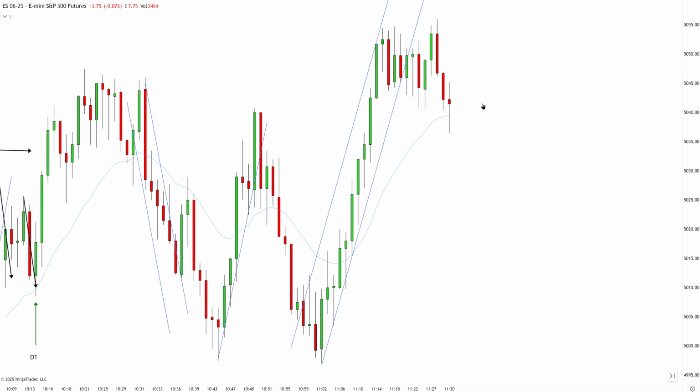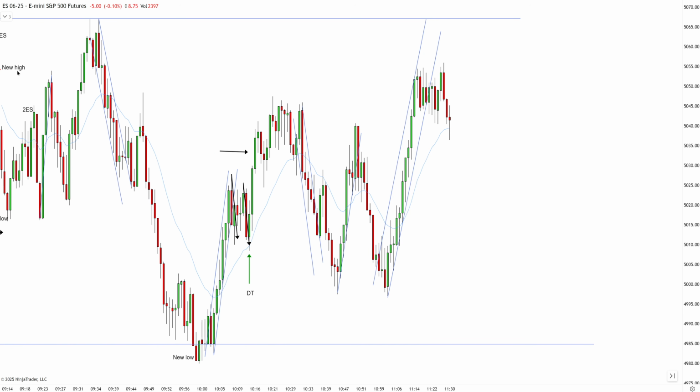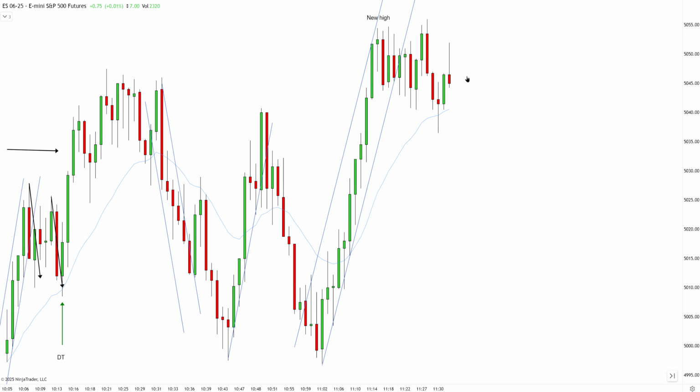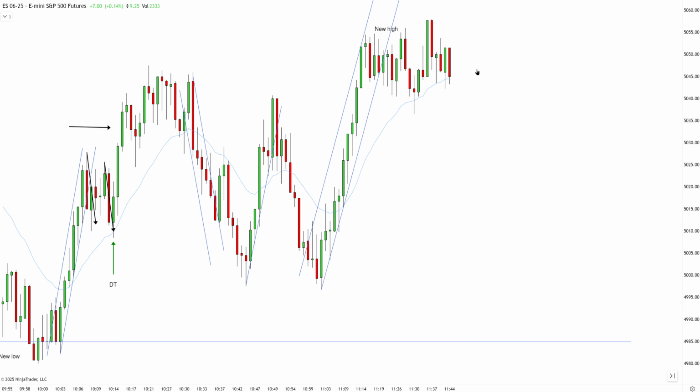Not full at the EMA, I can't take it. It's not at the EMA, break a new high. I can't go long now because we already have a break of a new high, even though we didn't touch the EMA. This was still quite a significant break, so I can't really go long now.